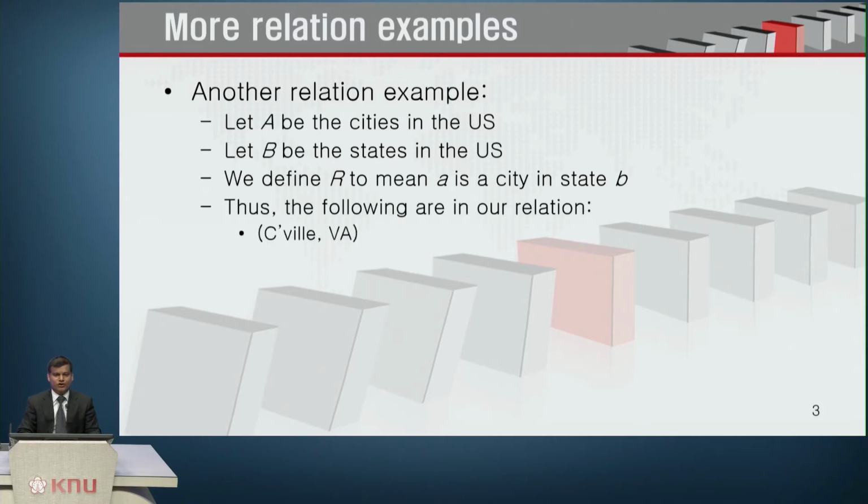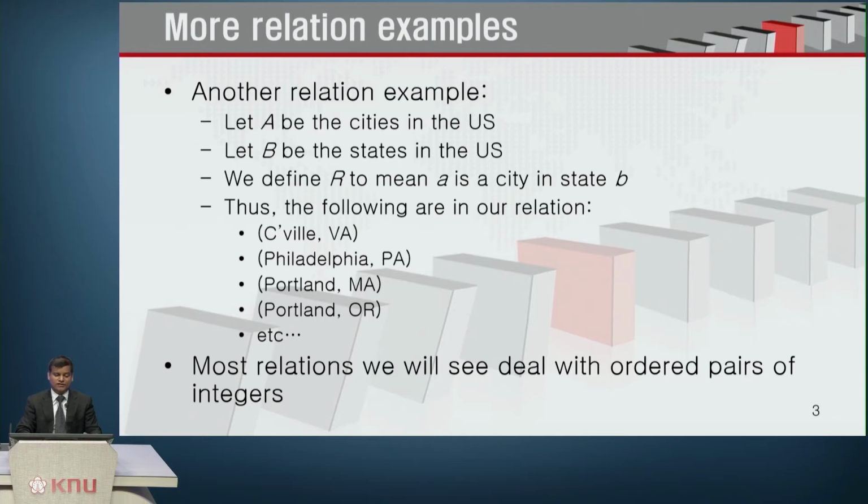Let us have the following relations here. For example, Philadelphia is in PA, Portland in MA, and another Portland in Oregon state. So these VA, PA, MA, OR represent the states, and Portland, Philadelphia are the cities in those states. Again, there can be many different cities and states we can bring up. Most relations we will see deal with ordered pairs of integers, though here we deal with pairs of cities and states.